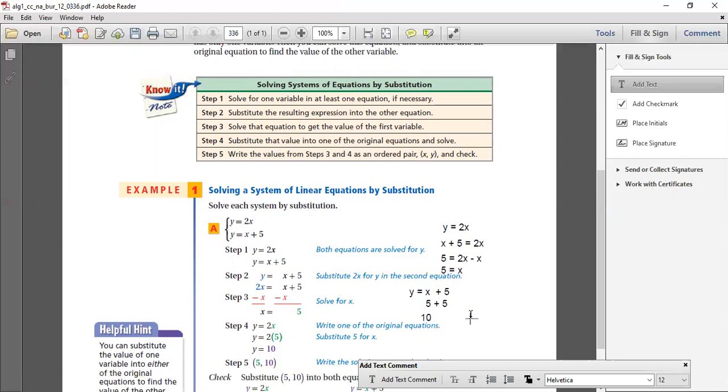So now what is the ordered pair we got? x was 5 and y was 10. So this is going to be a solution.